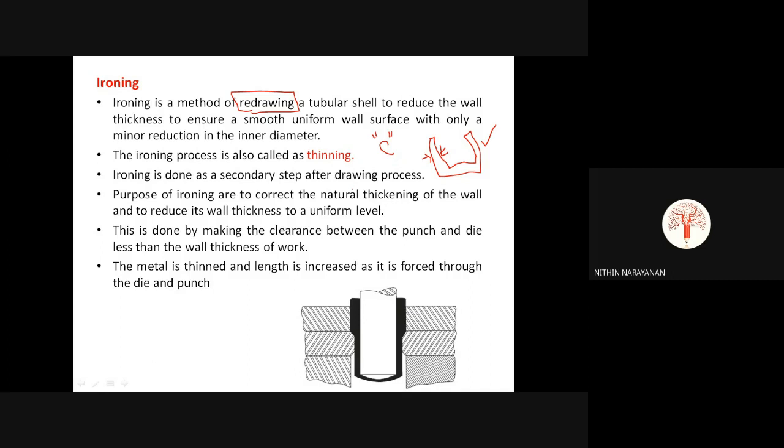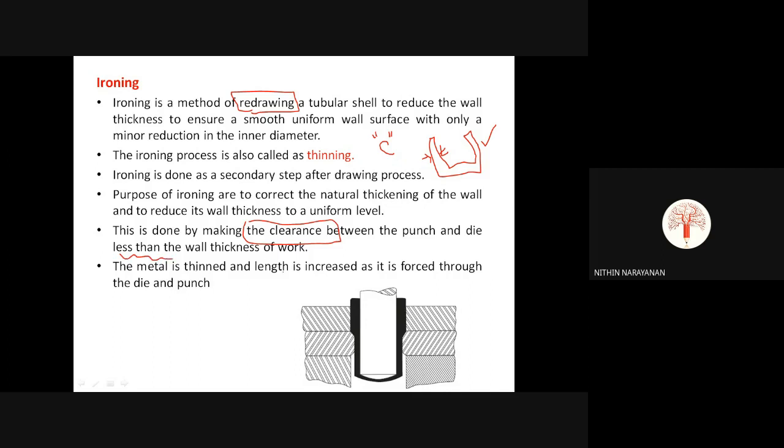Here we are not going to reduce the inner diameter; actually we are reducing the thickness. For that we use a special punch and die with a reduced clearance. This ironing process is also called the thinning process, done as a secondary step after drawing. The purposes of ironing are to correct the natural thickening of the wall and to reduce the wall thickness to a uniform level, smoothing the wall. This is done by making the clearance between punch and die less than the wall thickness of the work. So we reduce the clearance.